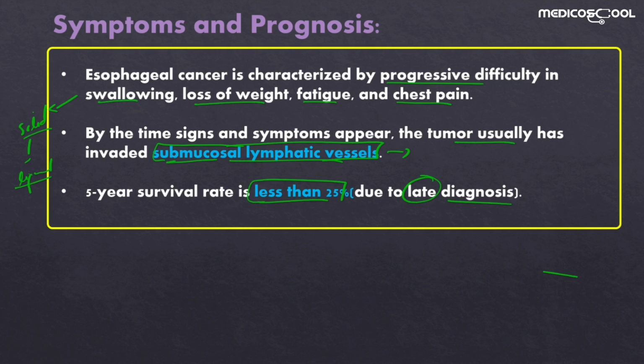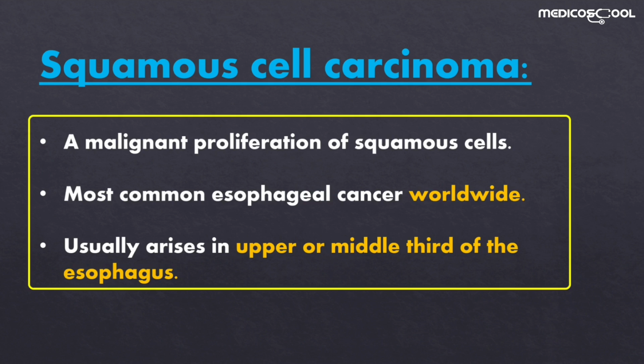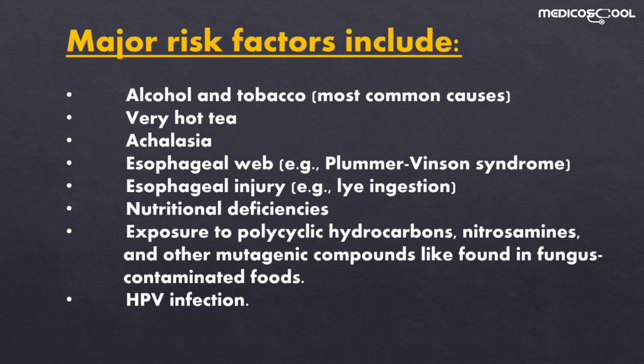So let's study about the squamous cell carcinoma. The squamous cell carcinoma is a malignant proliferation of the squamous cells of the esophagus. It is the most common esophageal cancer worldwide, as we already discussed. The most common esophageal cancer in the USA is adenocarcinoma, and worldwide it is squamous cell carcinoma. It is mostly present in the upper and middle third of the esophagus, in contrast to the adenocarcinoma, which is present in the lower third.